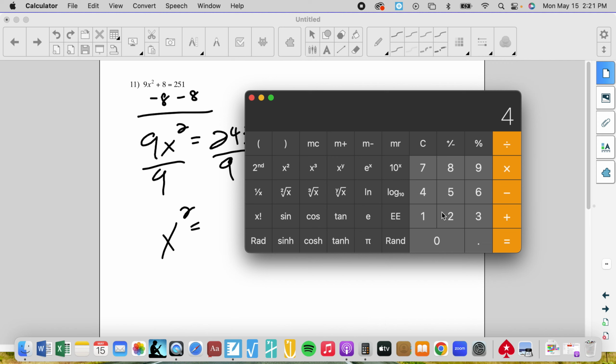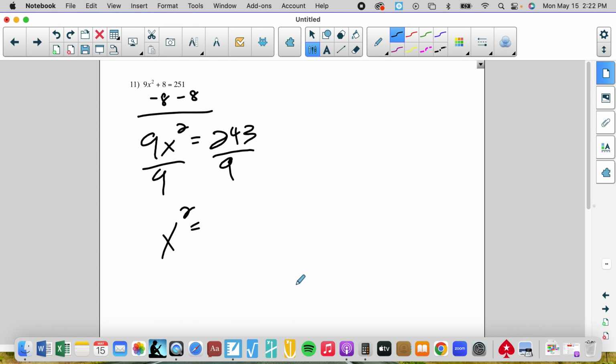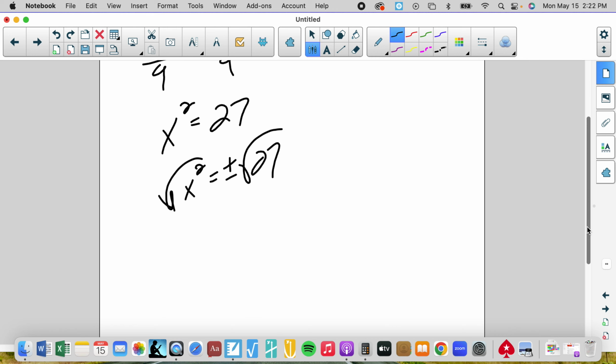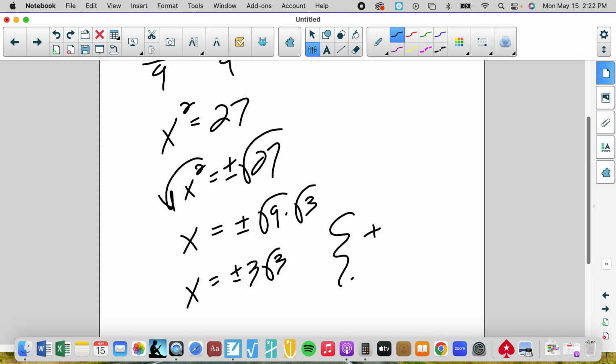2, 4, 3 divided by 9 gives me 27. So 27, square root of x squared equals plus or minus rad 27. See, square root of x squared is x equals plus or minus. 27 is rad 9, rad 3. And I get plus or minus 3 rad 3. And that's going to be my solution.